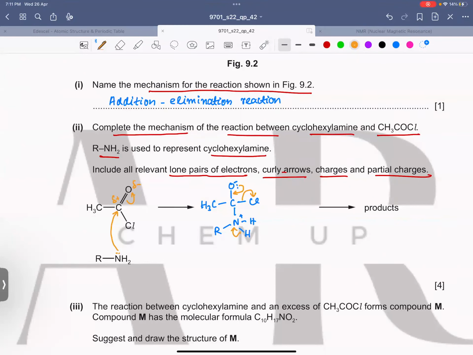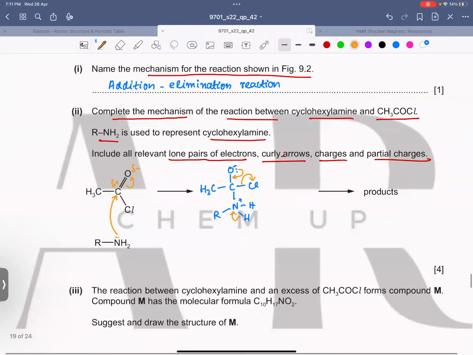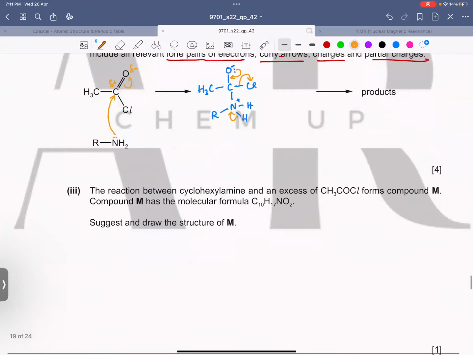Most important, the tail of the curly arrow either rises from the lone pair or rises from the middle of the bond, nothing else. That is the most important thing that you have to remember. Now, third part.